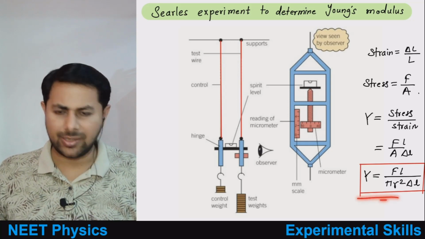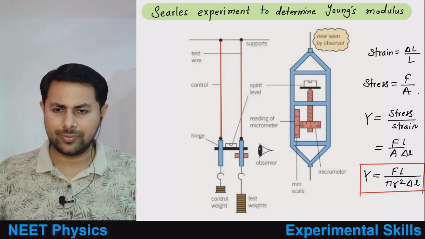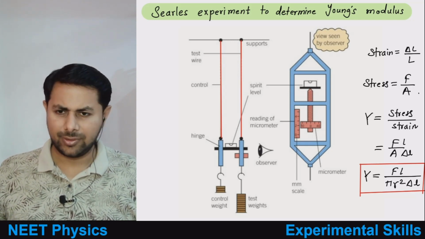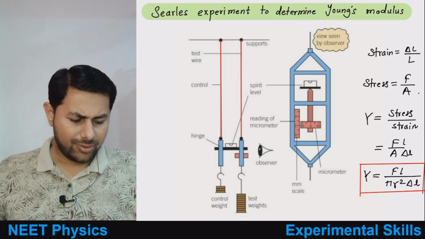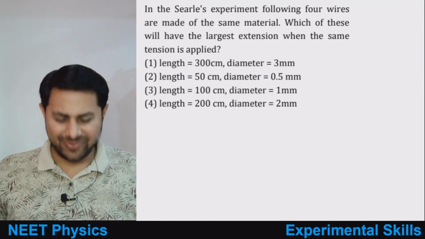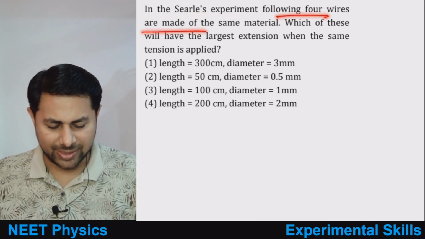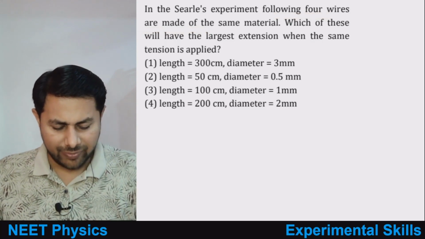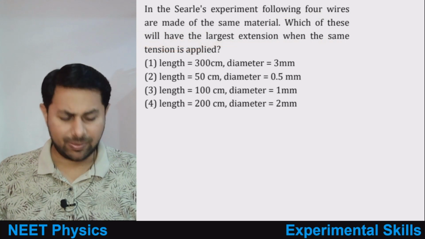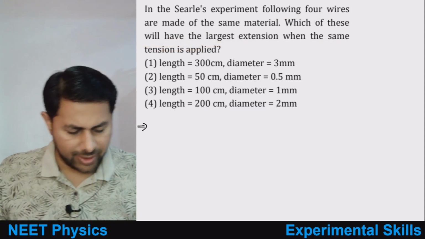So is the experiment clear? Tell me yes, no. Is there any doubt? No doubt, right? Very simple experiment. We have already solved many questions based on this, but anyways, let us solve some questions. In Searle's experiment, the following 4 wires are made of the same material. Which of these will have the largest extension when the tension is applied? This kind of question we had solved earlier.